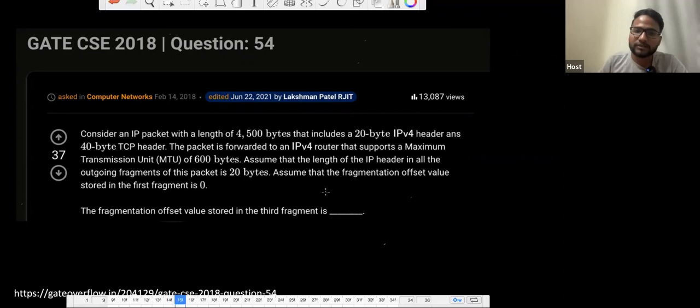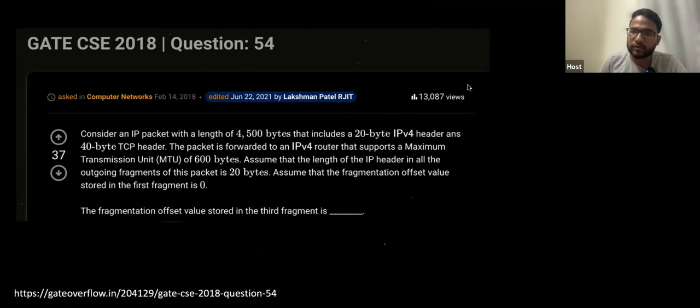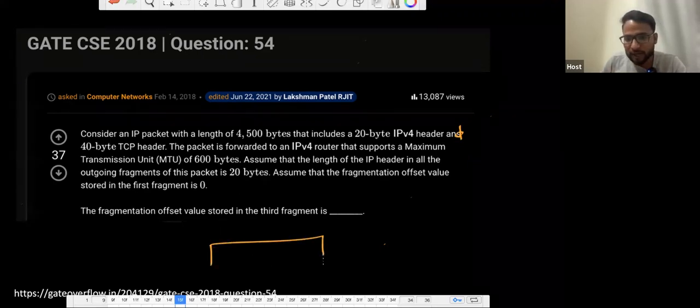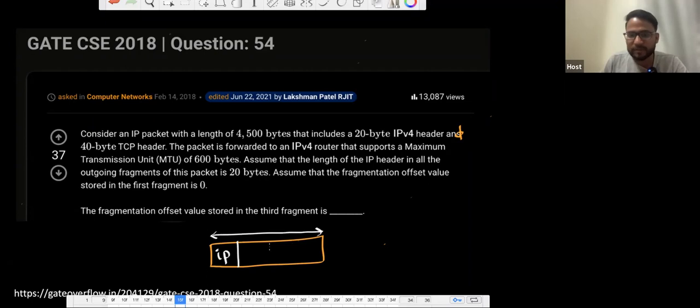So this is saying: consider an IP packet of length 4,500 bytes that includes the IP header and, I think, 40 bytes of TCP header. So the 4,500 bytes includes the IP header and the TCP header, and everything else is just payload. So the total length is 4,500, which means the payload is 4,480, because the IP header is 20 bytes.